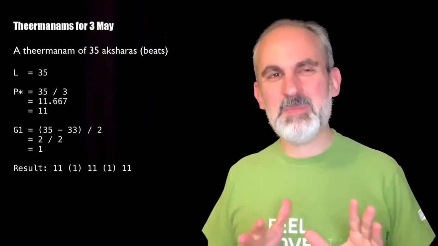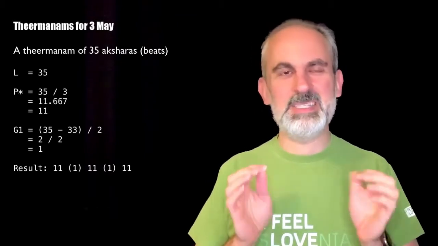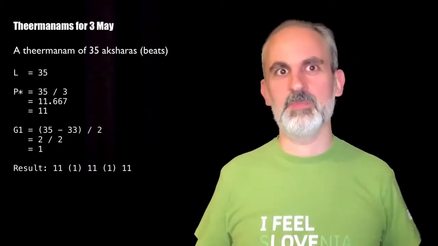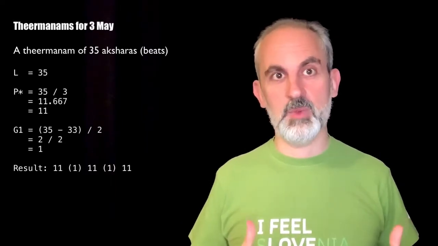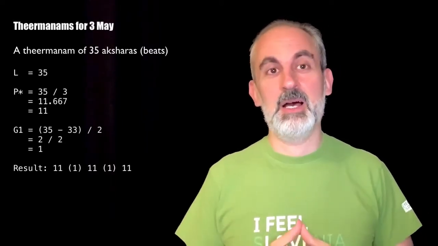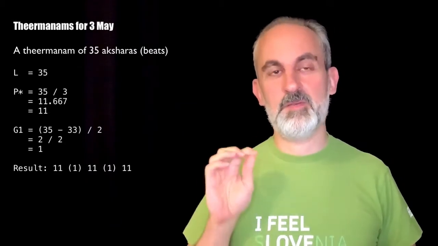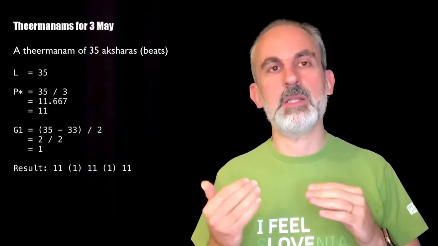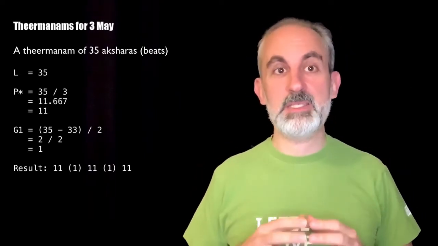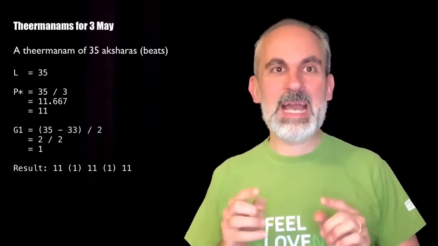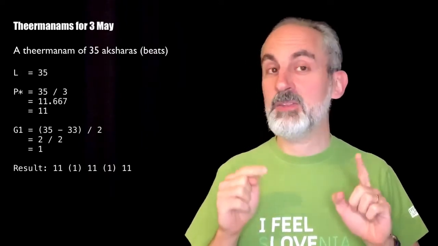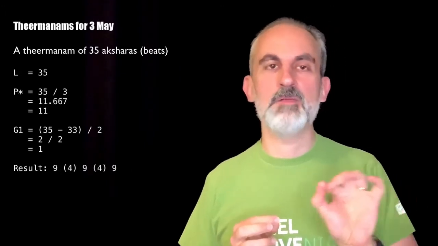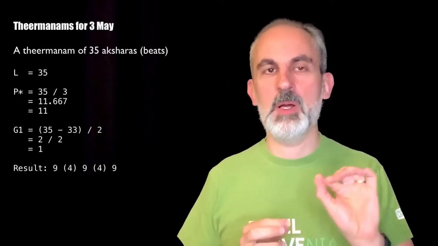But most of the time I don't like these theermanams that have gaps of 1, so we're going to look for the next one. Remember the formula, the trick of how to do that: we take the phrases and reduce them by 2, so instead of 11 they're going to be 9 beats long. Then the gaps we increase by 3. So our new theermanam structure is going to be 9, 4 gap, 9, 4 gap, 9.